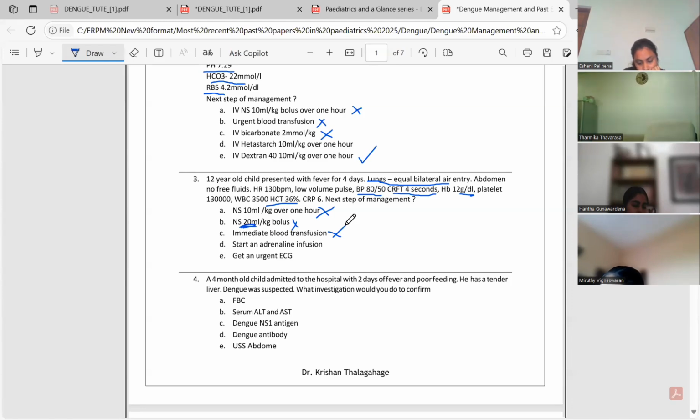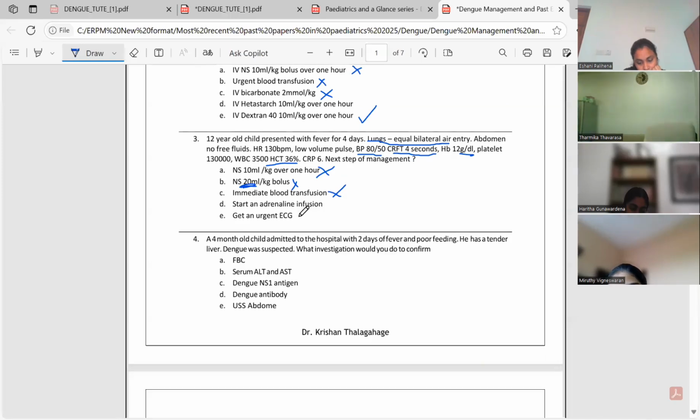To be honest, it's rare for a question like this to come for the final MBBS exam. But why did I want to put this? To give an idea about the complexity dengue could be at times. Right? Are there any questions about this question?